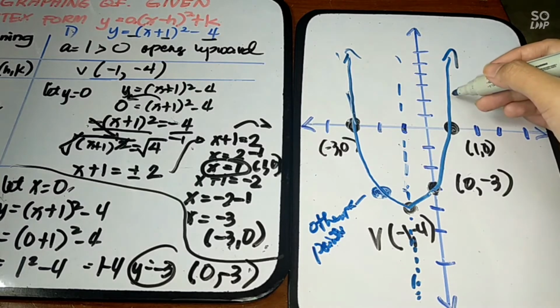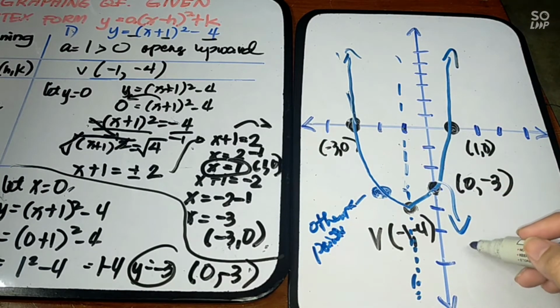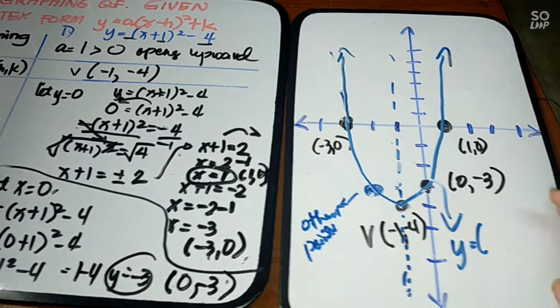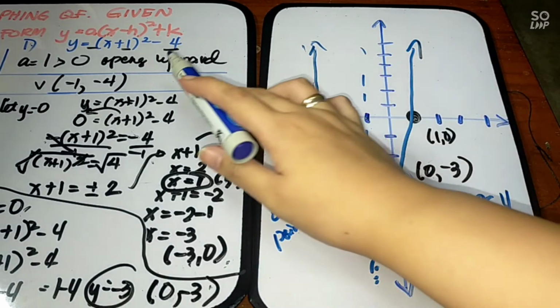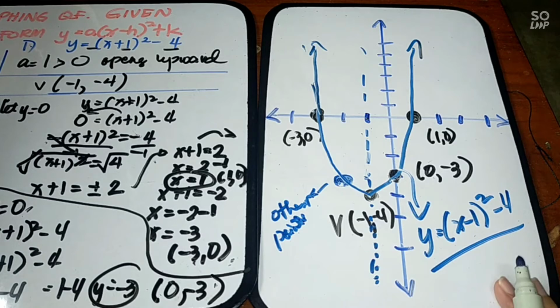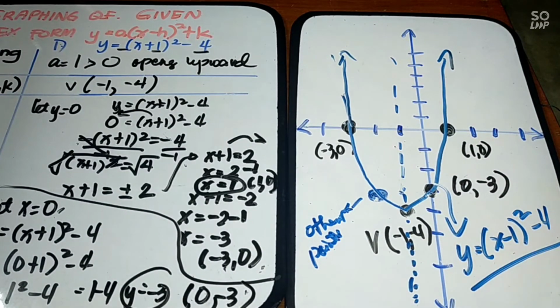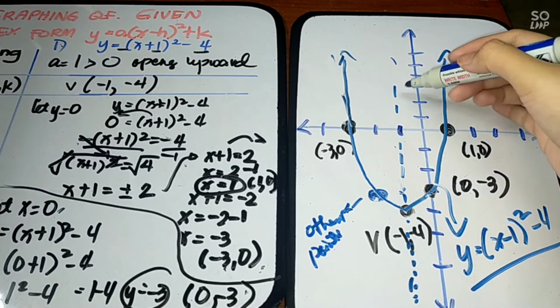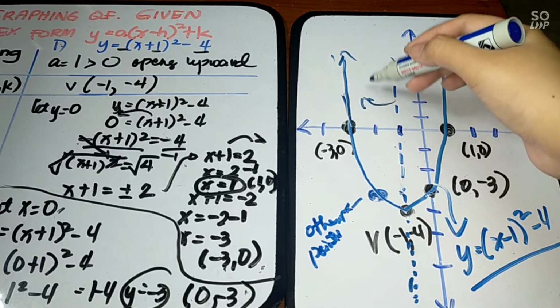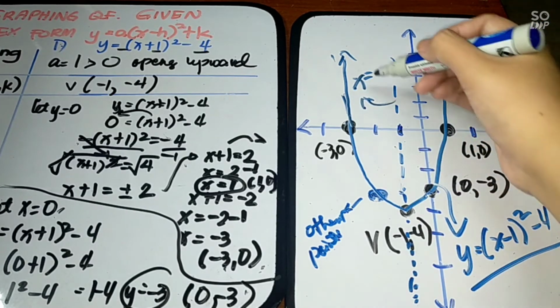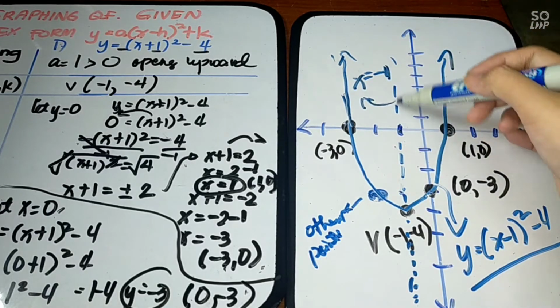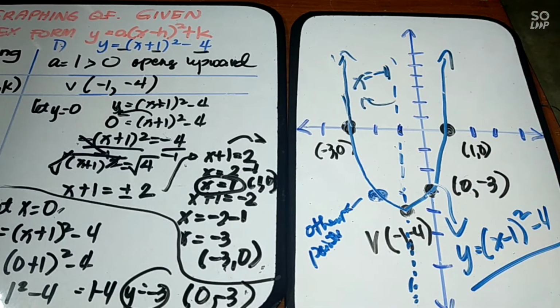For us to name this one, the name of our parabola is y = (x - 1)^2 - 4. That is our equation. That is the name of your parabola. Now, if you are looking for the axis of symmetry, what would it be? Our axis of symmetry is x = -1, the x here, that is negative 1. So negative 1 is the middle of our graph. Is it clear? That is how you graph if your given is in vertex form.